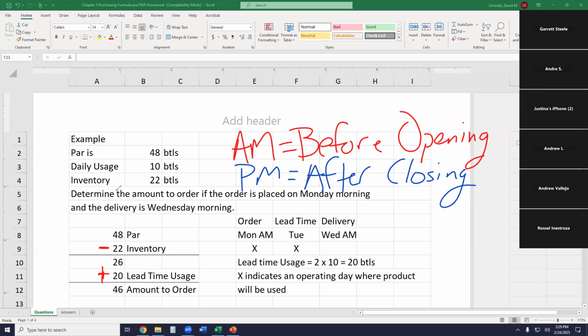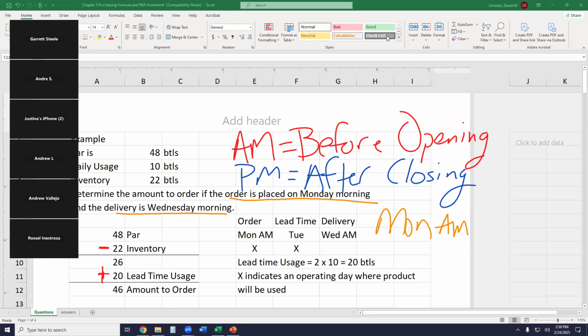Okay. So how I would set this up if I were to read this one right here. Determine the amount to order if the order is placed on Monday morning and the delivery is Wednesday morning. Okay. I have it up on the board, but I want to show you how I would draw this out. So I would do Monday AM, and then the delivery is Wednesday AM. Okay. Remember, AM means before we open. So then I'm going to put a little check mark because that means Monday I'm going to have usage because I placed my order before we open.